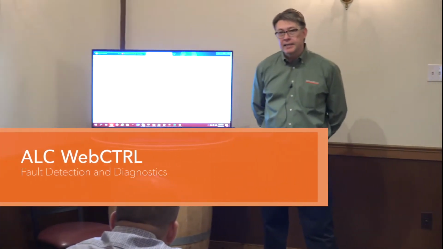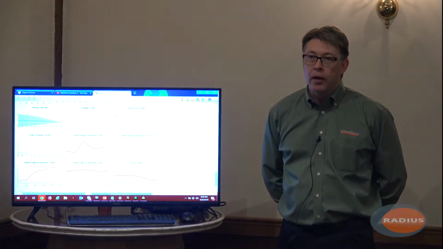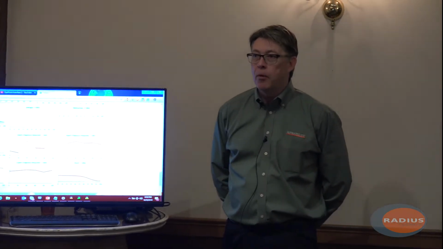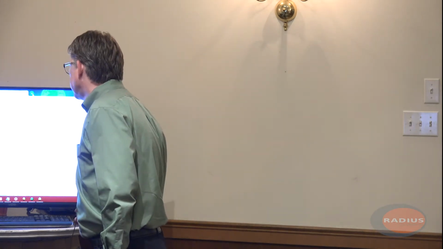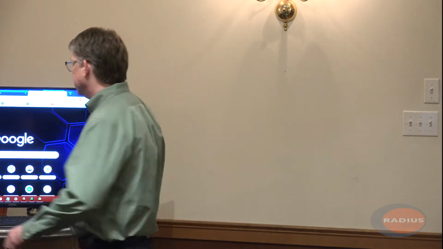Fault detection and diagnostics. I've given a couple of you my pitch, but does everybody have a general idea of what's going on in that world, right? Have you seen a real live operating fault detection and diagnostic system? Got one. Web Control is an active working airside fault detection and diagnostics platform. It's the only one you can buy.